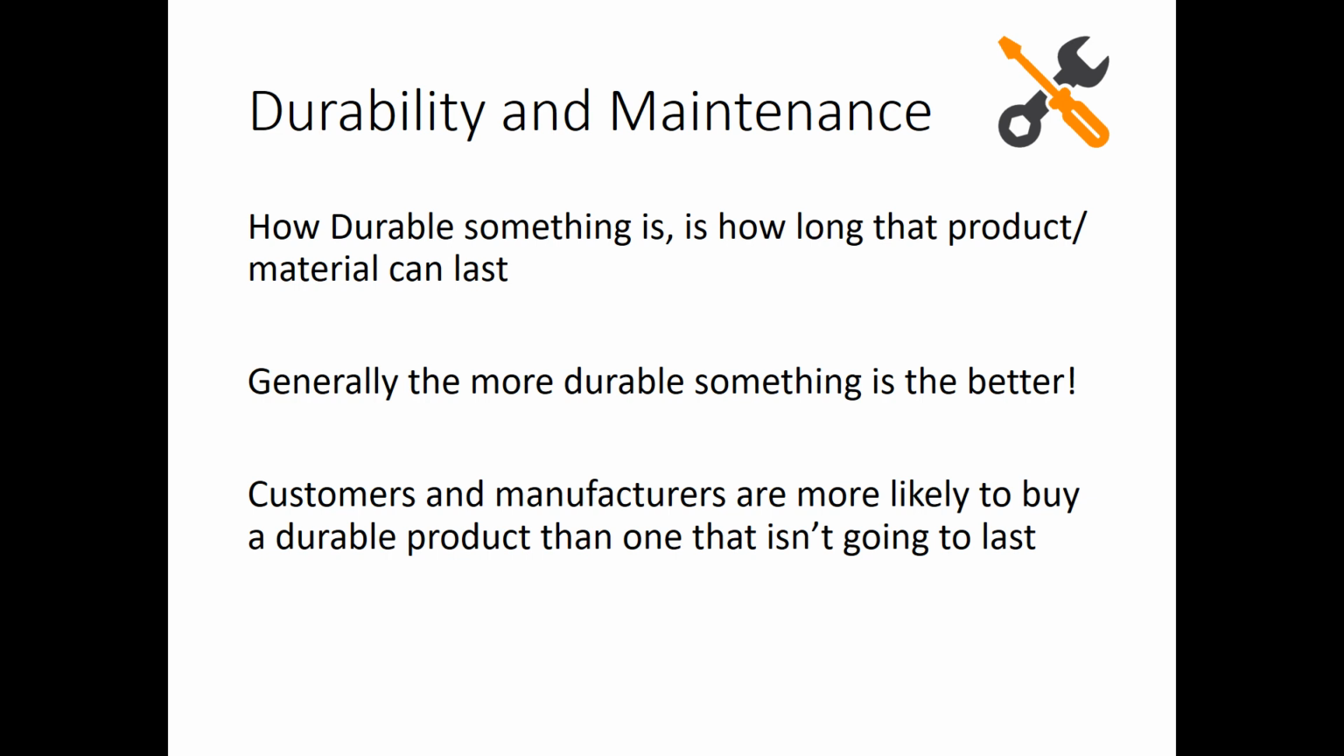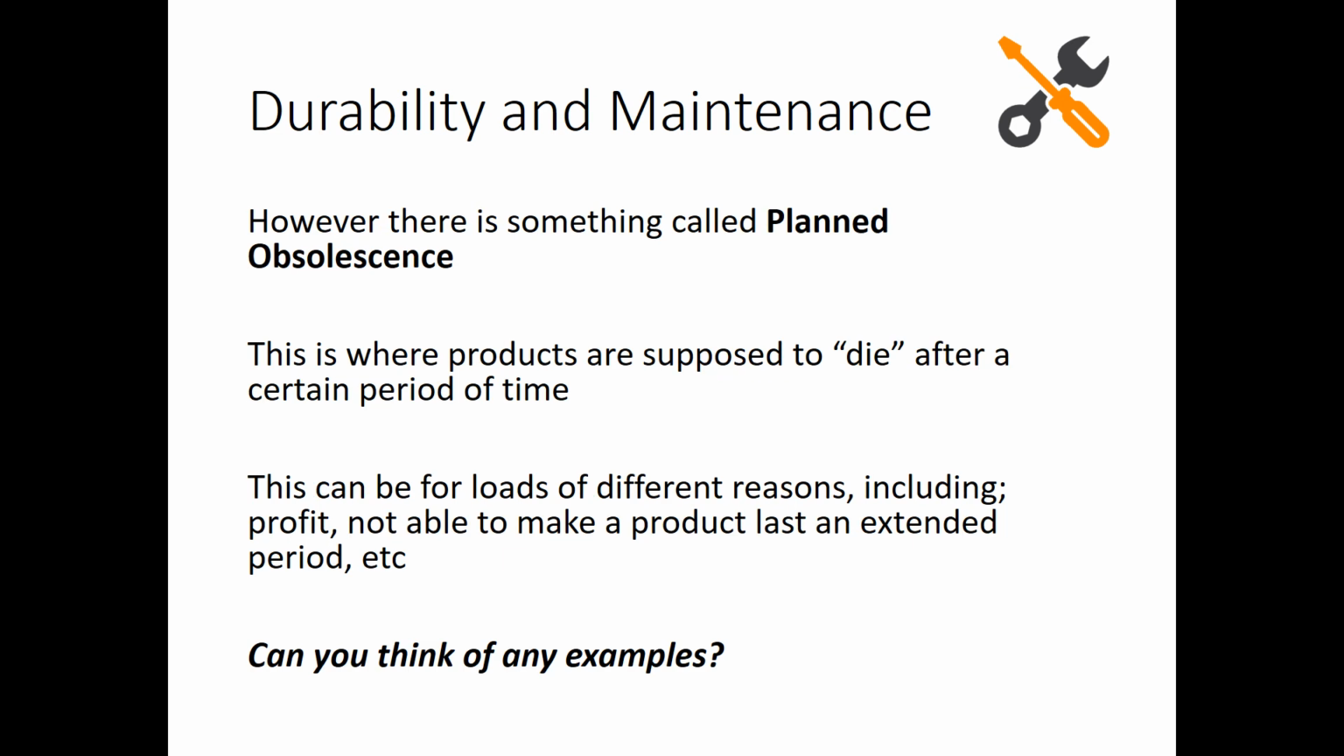Durability and maintenance. Durability is how long the product and material can last. Generally, the more durable something is, the better. If our product lasts longer, we're obviously not going to have to buy new products. It's going to save us money in the long run. So customers and manufacturers are more likely to buy a durable product than one that isn't going to last.